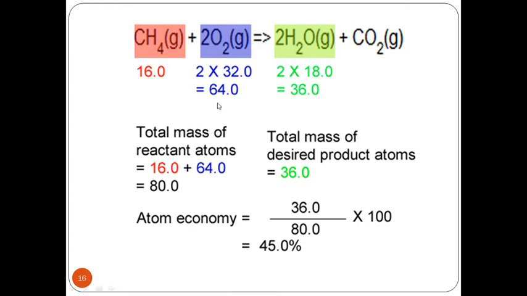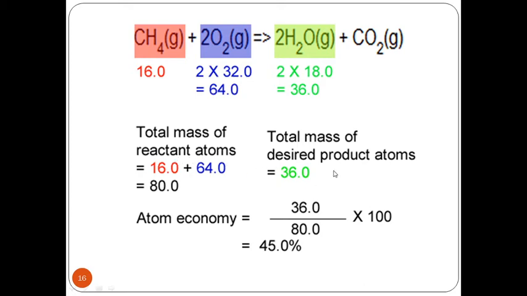Now let us take LHS and RHS. Total mass of the reactant atoms, 16 plus 64, 80. Total mass of the desired product, it is 36. Now let us understand atom economy. Atom economy is the total mass of the desired product divided by total mass of the reactant atoms into 100.